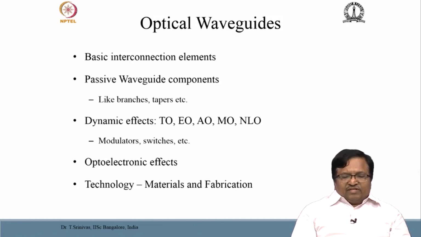And as we saw earlier with the electro-optic effect, a lot of dynamic effects can be used to control the properties of these devices on waveguides. The dynamic effects include the thermo-optic effect, the electro-optic effect, the acousto-optic effect, the magneto-optic effect and many nonlinear optical effects. So, typical devices are the modulators, switches, polarizers and so on. Of course, there are a lot of optoelectronic effects where electrons play an important role. We can control the properties of the materials by changing the electronic properties. The optical properties can be changed with electronic properties of the device and the materials.